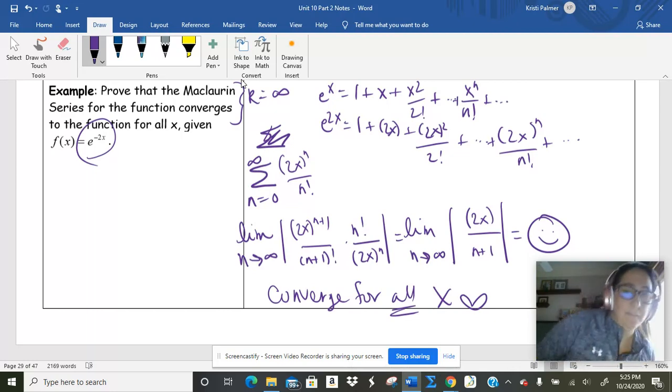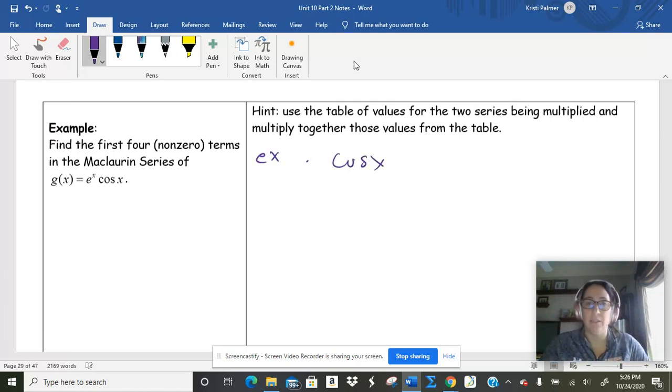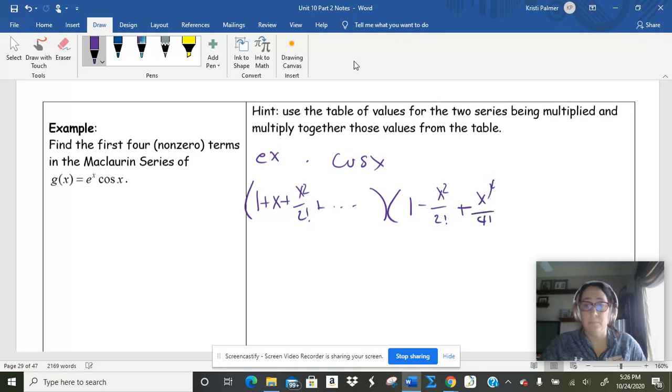Okay. Now, this next one, I have actually seen on an AP problem like this. So you're going to have to take both series and then multiply them together. So like e to the x times the cosine of x. So e to the x times the cosine of x. And it wants me to get to the first four non-zero terms.